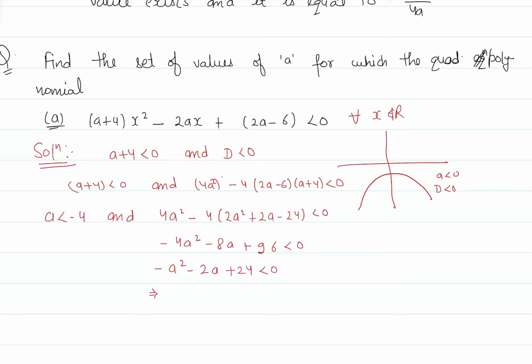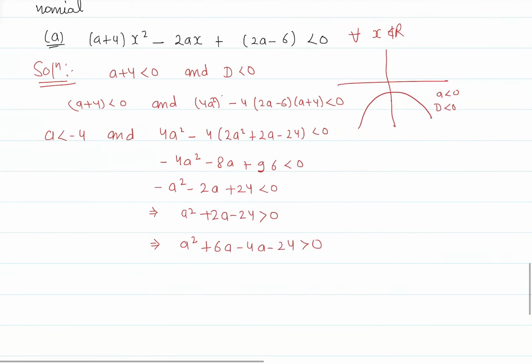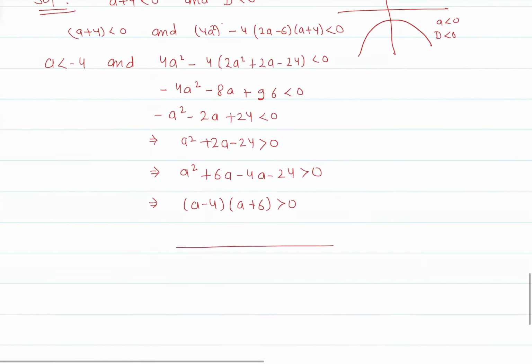Multiply both sides by minus 1, we get a square plus 2a minus 24 is greater than 0, which implies a square plus 6a minus 4a minus 24 is greater than 0. We get (a minus 4) multiplied by (a plus 6) greater than 0. We represent the critical points on the x-axis. This point is minus 6, this point is 4, plus minus plus. We get a belongs to minus infinity to minus 6 union 4 to infinity.